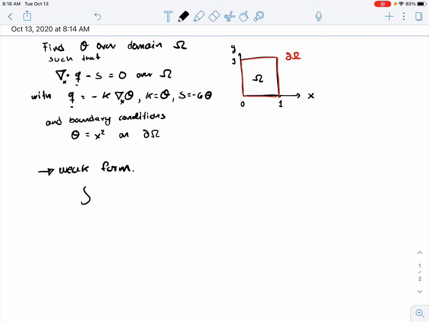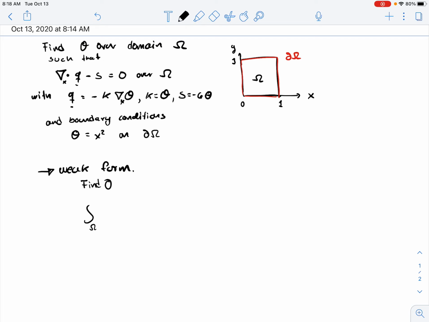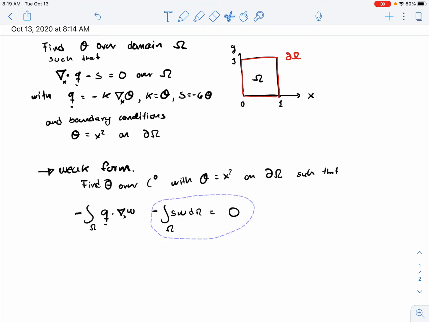This is the standard. We've done this one already, so that will end up with: find theta in C0 with theta equals x squared on gamma theta, and such that minus the integral of Q dotted with the gradient of the shape function, minus the integral of S W over omega equals 0. And there's no boundary integrals here because I have no natural boundary conditions.